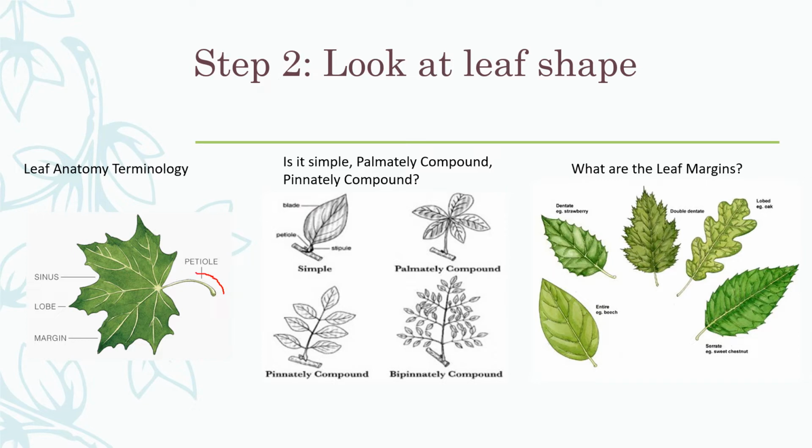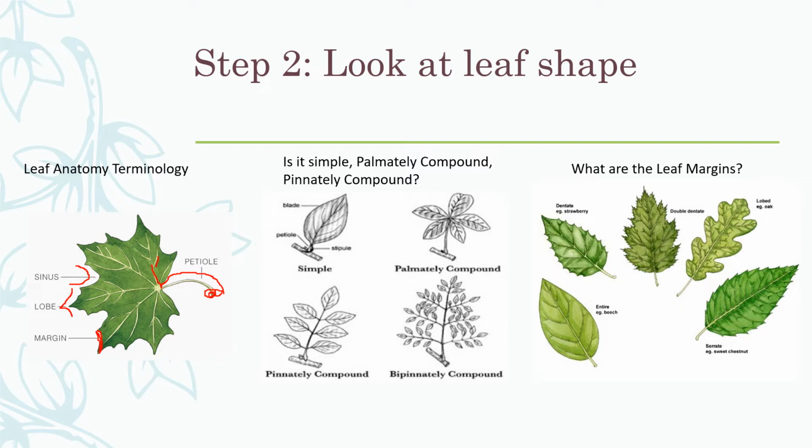It's got a petiole, that's the part that attaches to the tree branch, and that petiole attaches to the vein structure of the leaf. The leaf itself has sinuses. These are inlets or grooves within the leaf, and then it's got lobes, which are the pointy bits. It also has a margin, which is the edging of the leaf. Is it smooth? Does it have teeth? We'll talk about that a little bit more later.